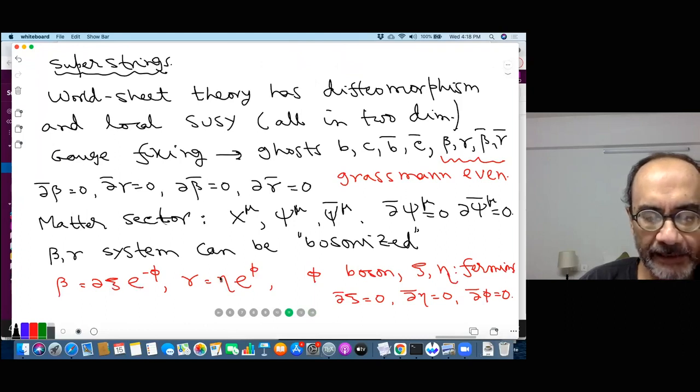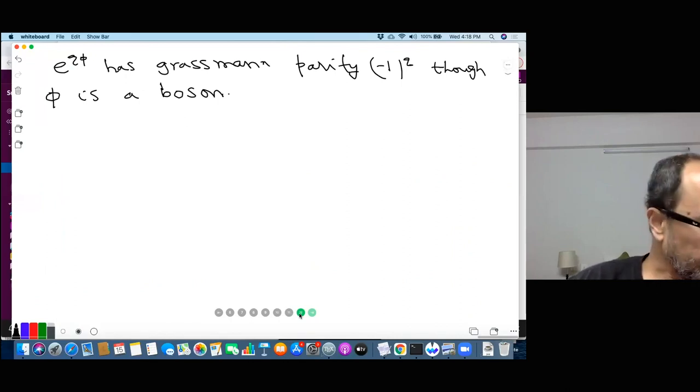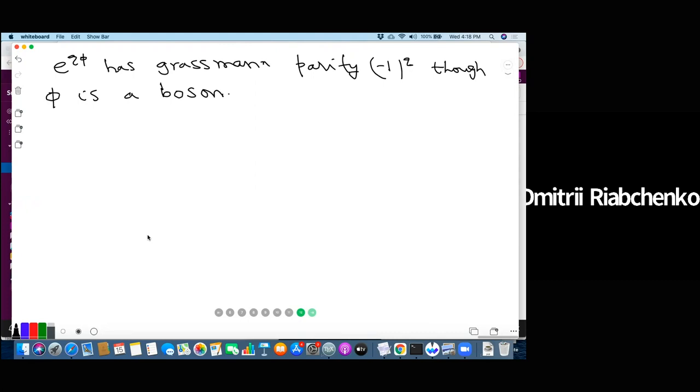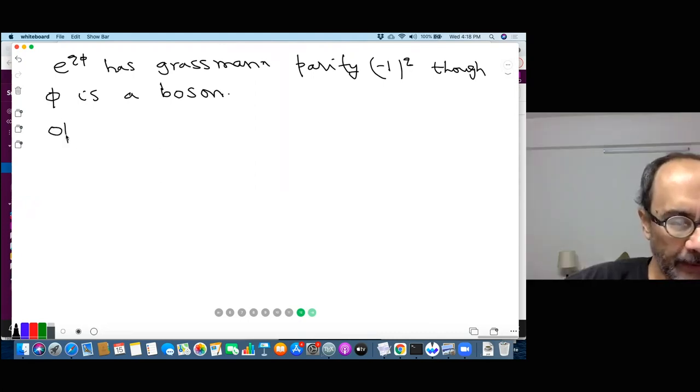So xi and eta are Grassmann odd, e to the minus phi and e to the phi are Grassmann odd, so beta and gamma become Grassmann even. Is this okay? Yes, thank you.